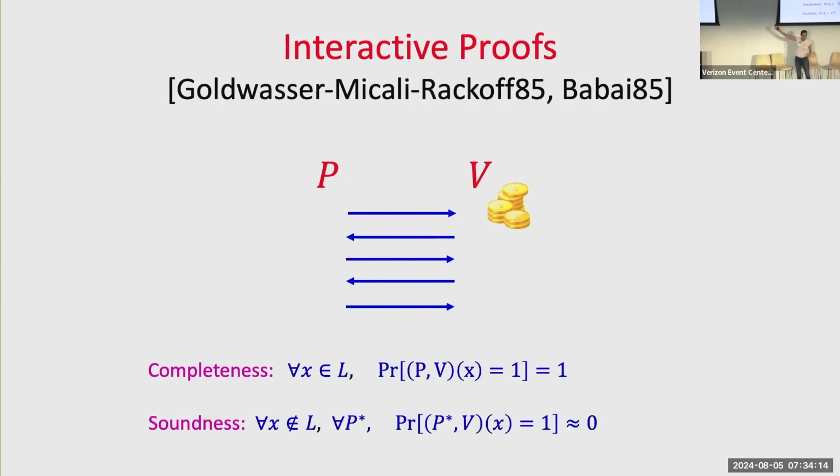If the statement is true, if X is in the language, the verifier should accept. On the other hand, if the statement is false, or if X is not in the language, then for any cheating prover, the verifier should accept with probability very close to zero. So it's probabilistic. We can't argue that it's exactly zero, but we want it to be very, very close to zero. Okay, so this is interactive proofs.